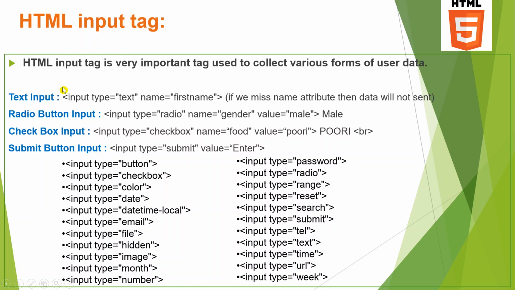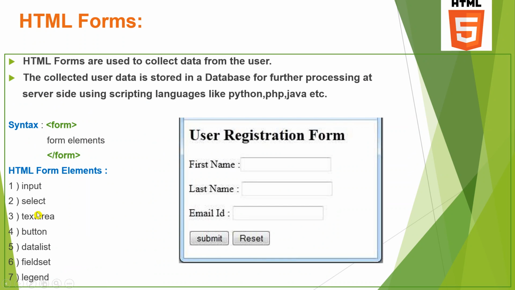Okay, so let us go back. This is the class which we dealt with in the last class. This is the form tag. In between, form elements must be there. So what are all the form elements? Some of the form elements I had mentioned here: input, select, textarea, button, datalist, fieldset, legend, right?